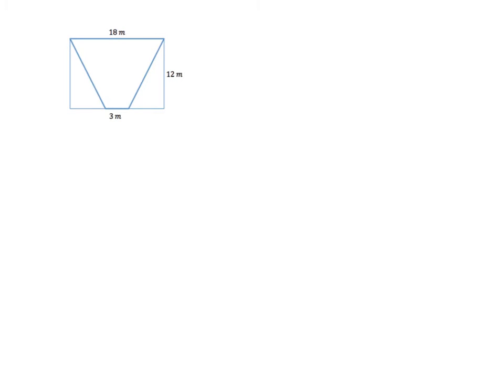So for number 4, same thing, we're looking at a trapezoid, right? And it says isosceles trapezoid in the directions. That just means that these two sides right here are equal. So first thing we do is we look at our parallel sides, 18 and 3. And we take 18 plus 3 equals 21.